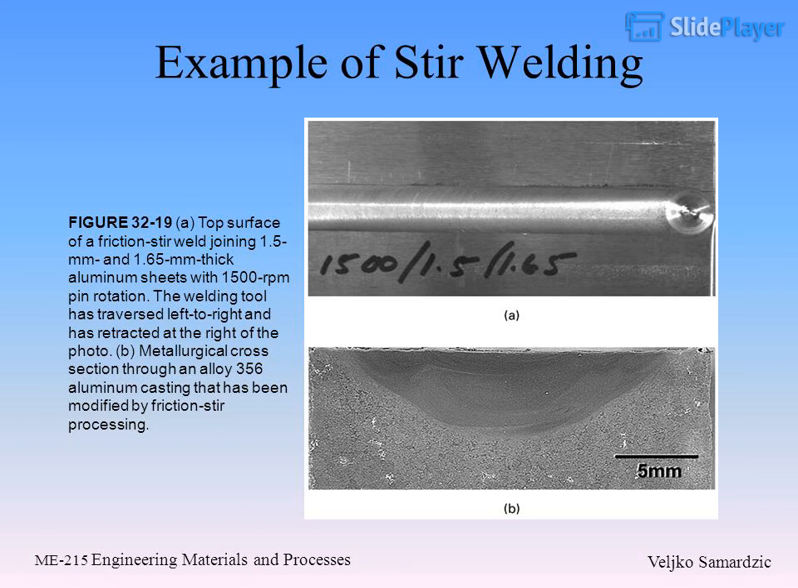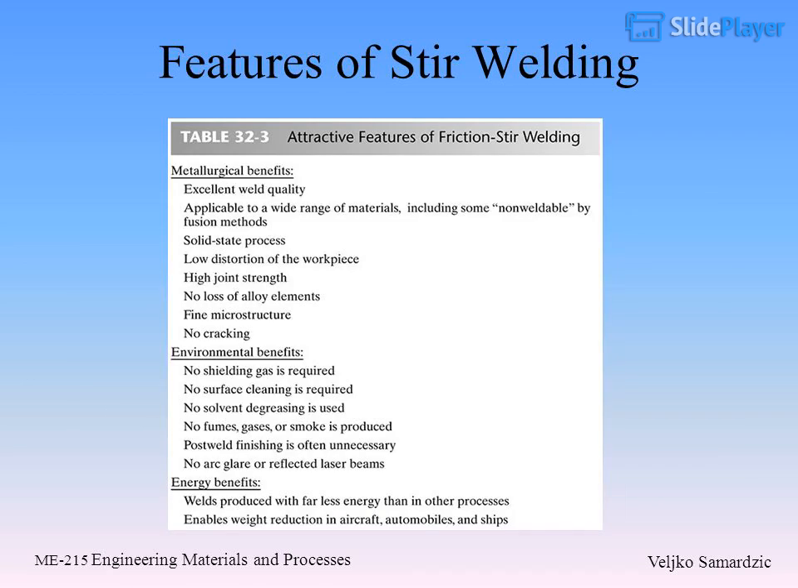Examples of stir welding. Figure 32.19: A. Top surface of a friction stir weld joining 1.5 and 1.65 mm thick aluminum sheets with 1,500 revolutions per minute pin rotation. The welding tool has traversed left to right and has retracted at the right of the photo. B. Metallurgical cross section through an alloy 356 aluminum casting that has been modified by friction stir processing. Features of stir welding.